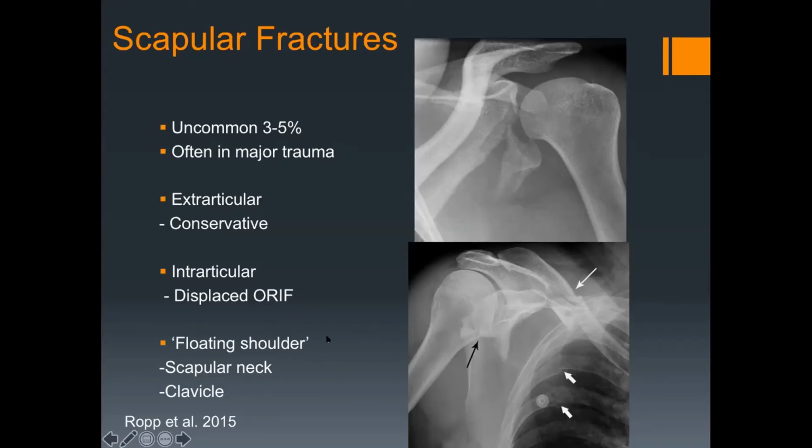Another important scapular fracture is that seen in what we call the floating shoulder, which is where you have a scapular neck fracture and an ipsilateral clavicular fracture, which essentially creates a free floating segment and complete dissociation between the shoulder girdle and the axial skeleton. And that really requires fixation.